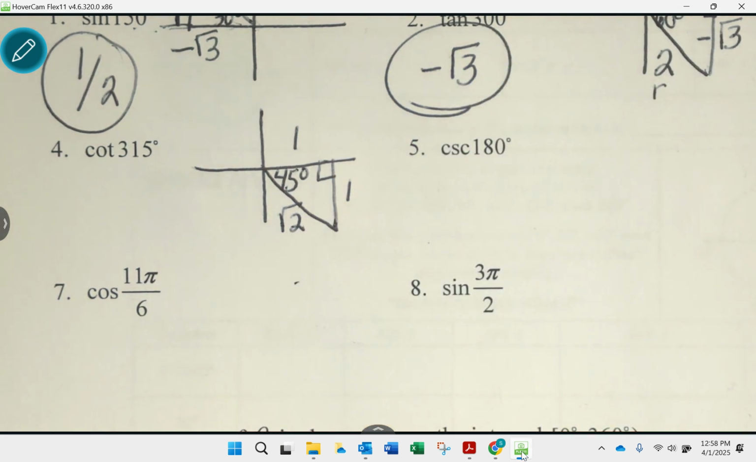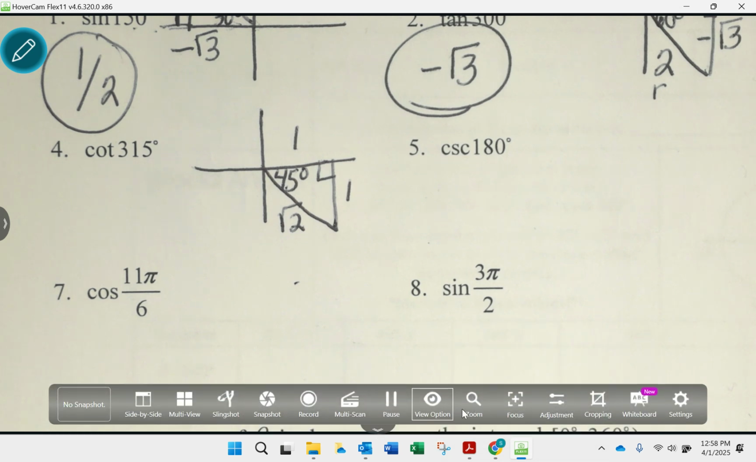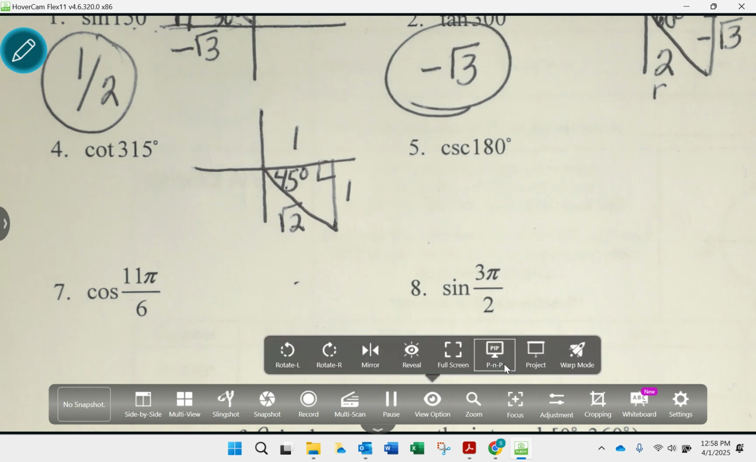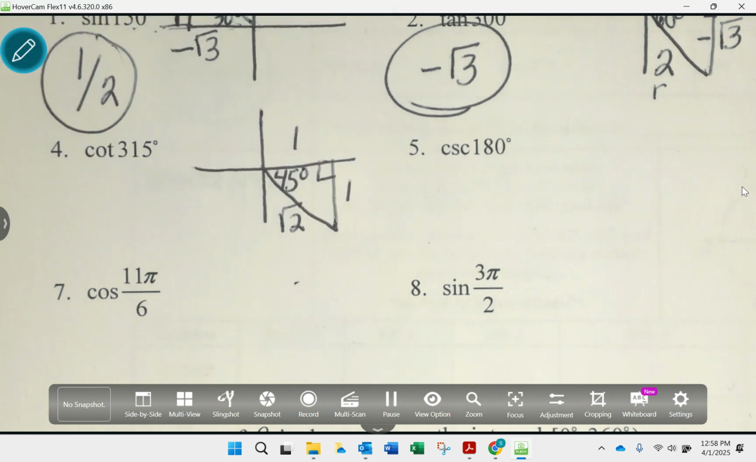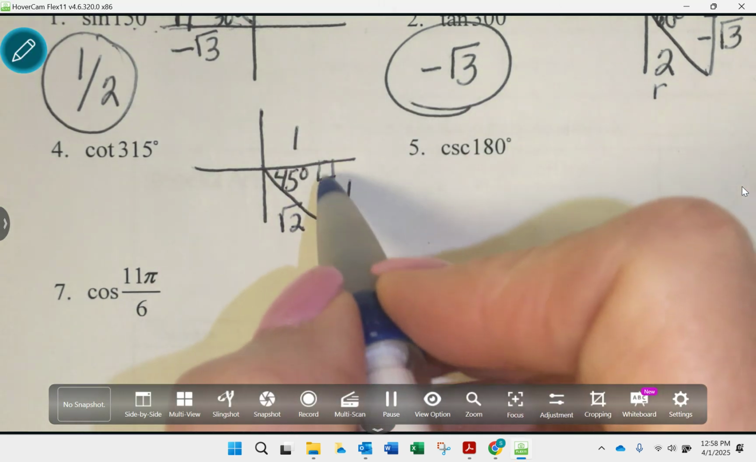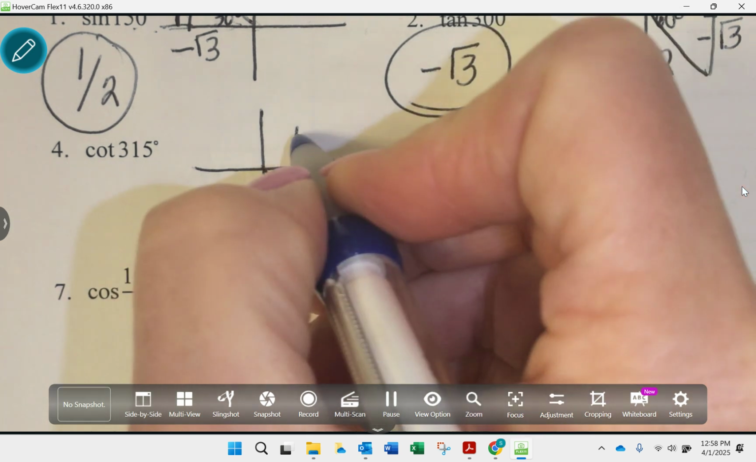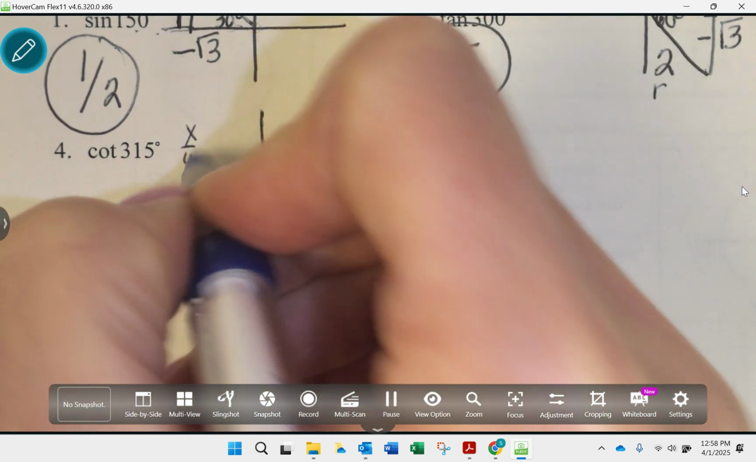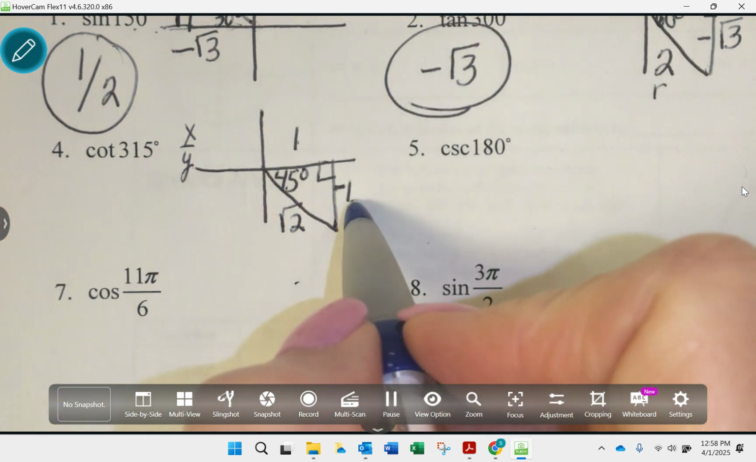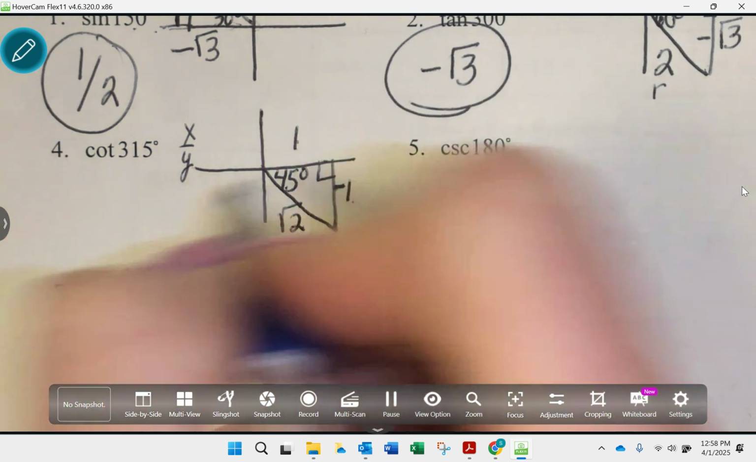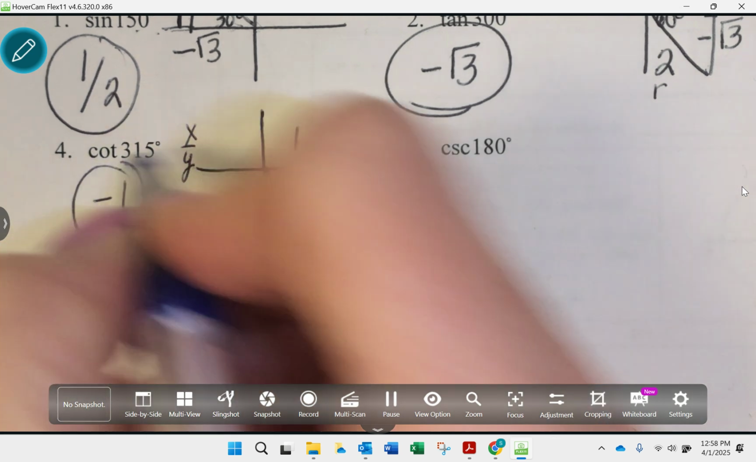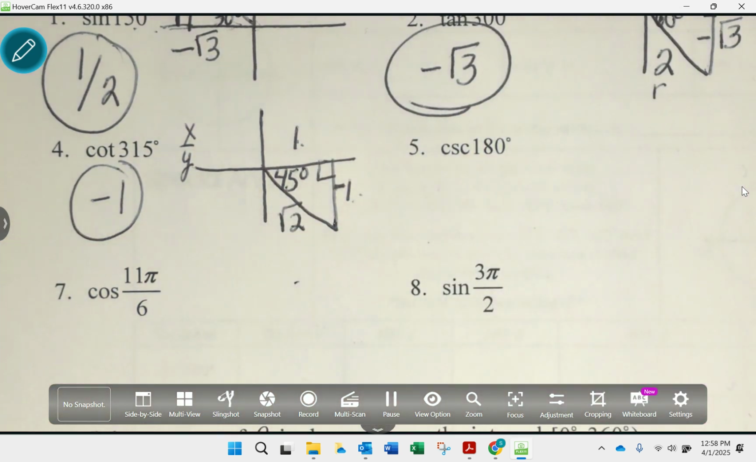Can the radical 2 be negative? Nope. Can any of either the x or the y be negative? Okay, what do you think then? Which one should be negative? The y should be negative. So we're going to do cotangent then is going to be x over y. So we're going to do 1 over negative 1. So what's it going to be? Negative 1, because it's x divided by y.